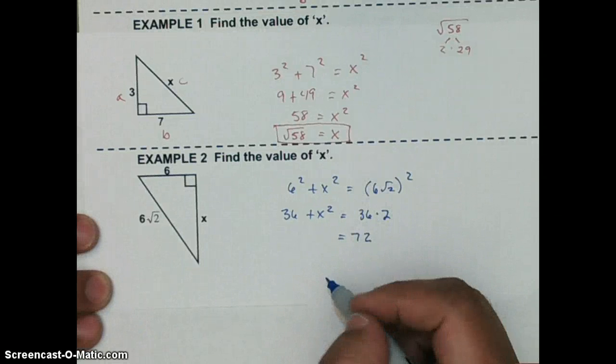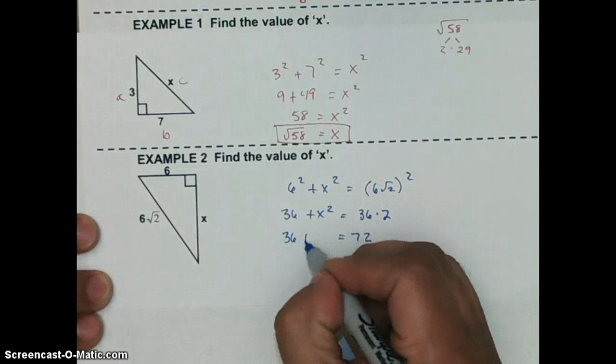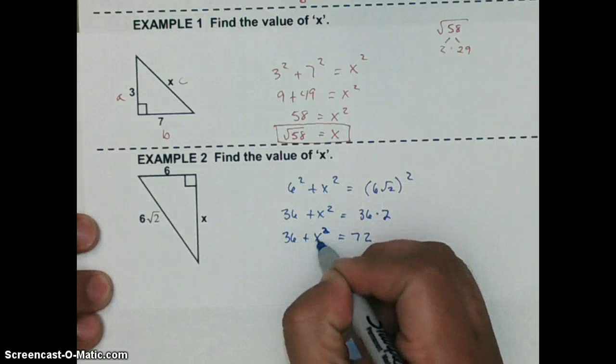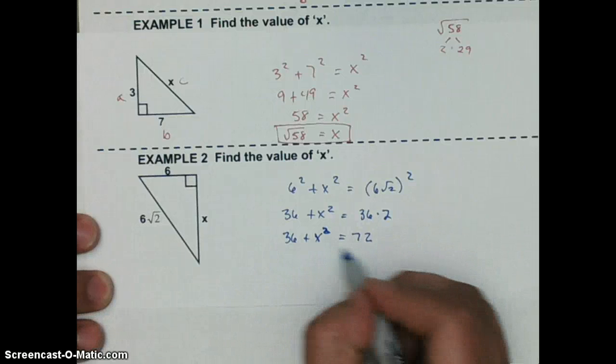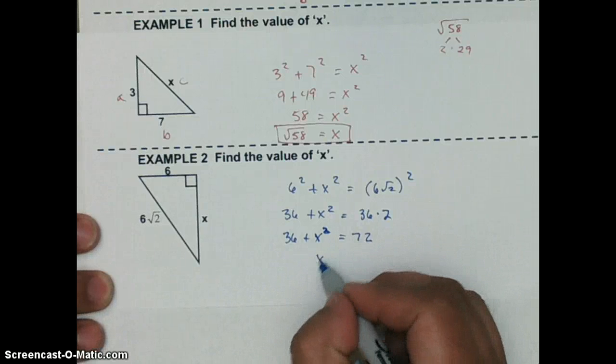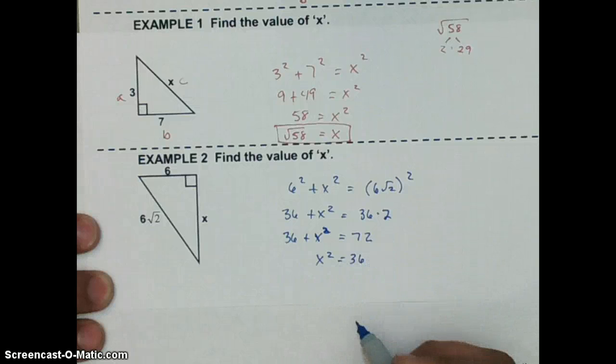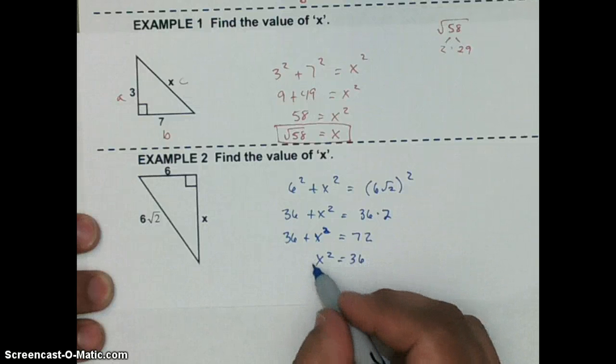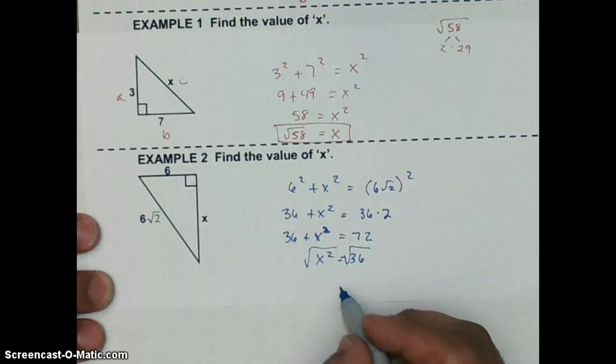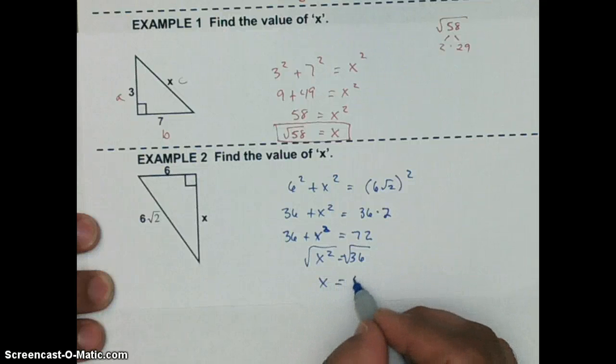which equals 72. So let's see, bring this down: 36 plus X squared equals 72. I'm going to subtract 36 from both sides, and I get X squared is equal to 36. So I have to take the square root of both sides, and that tells me that X is going to equal 6.